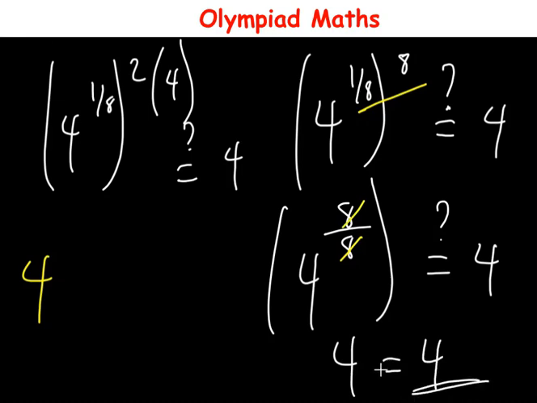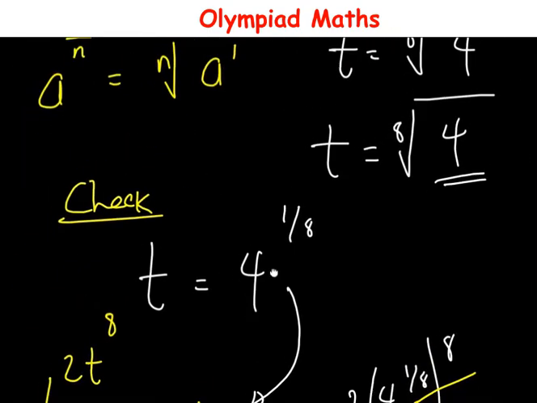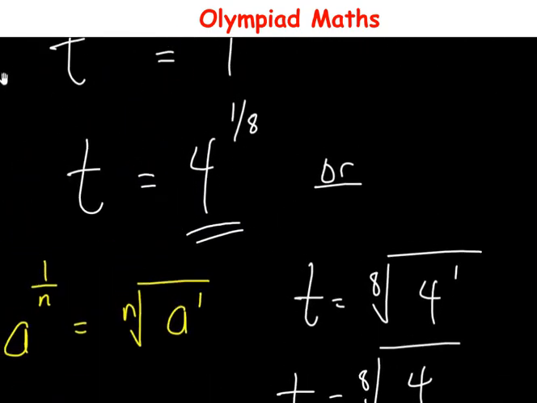Now, since they are equal to each other, this means that the value of t that we got as 4 raised to power 1 over 8 is the correct solution.